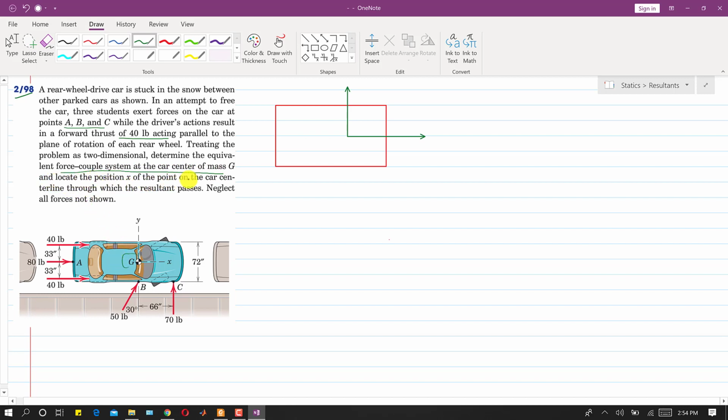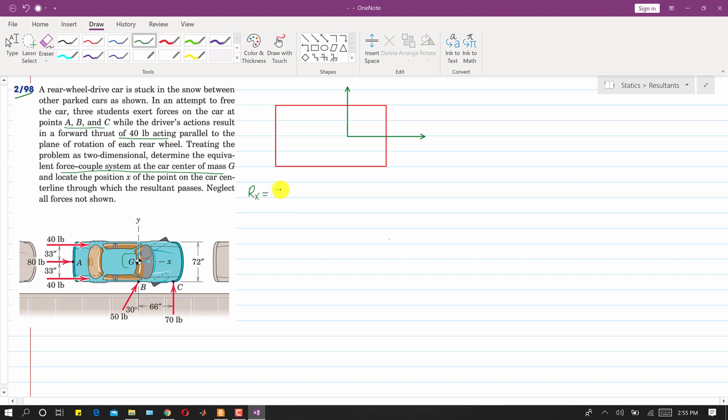And it is said to locate the position x of the point on the car center line through which the resultant passes. So we need to determine the location where the resultant will pass through this center line, this x-axis, right? And it is said to neglect all forces that are not shown. So first, we will find the Rx component. I have drawn this free body diagram, so first we will consider this diagram. So we will find Rx, right?